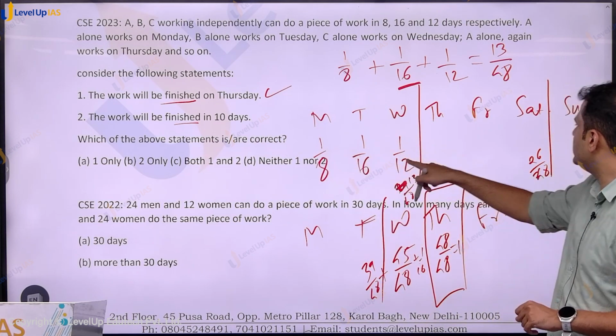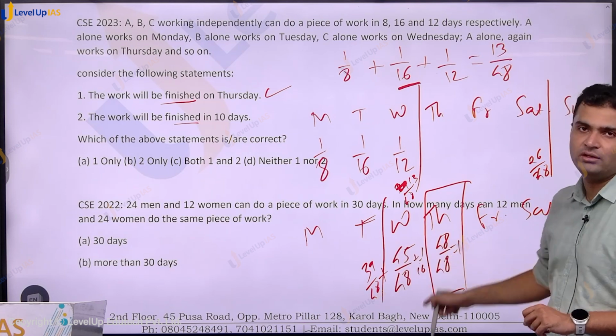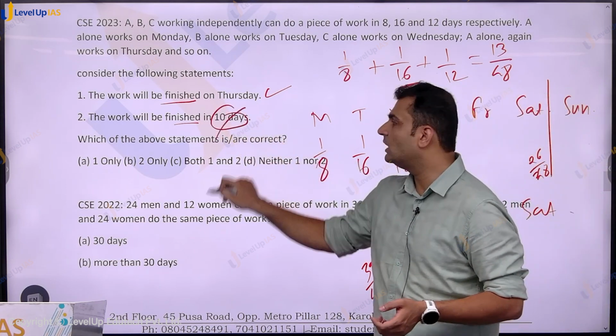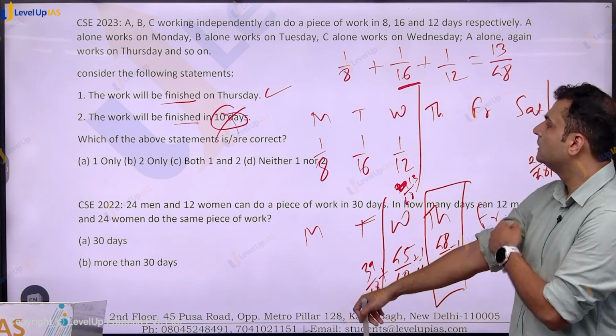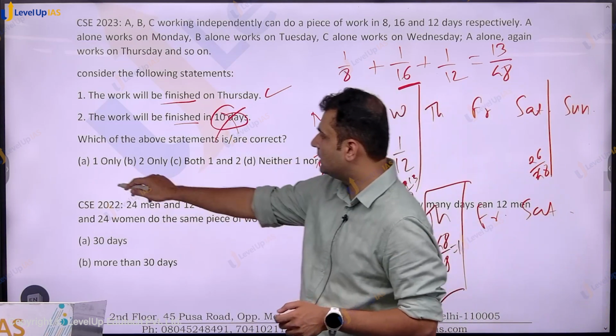Let us see how many days. 3 plus 3 6 plus 3 9 plus 2 11. So this is not 10 days. This is 11 days. So answer is A only. Answer 1 only. Option number A.